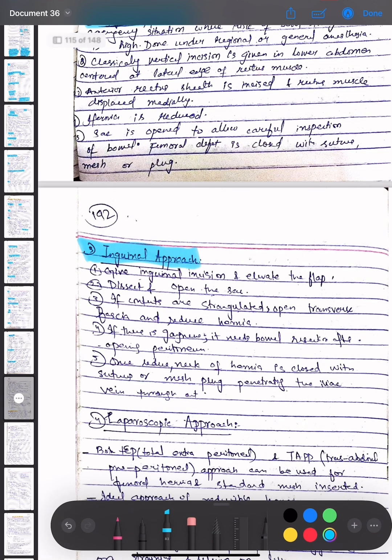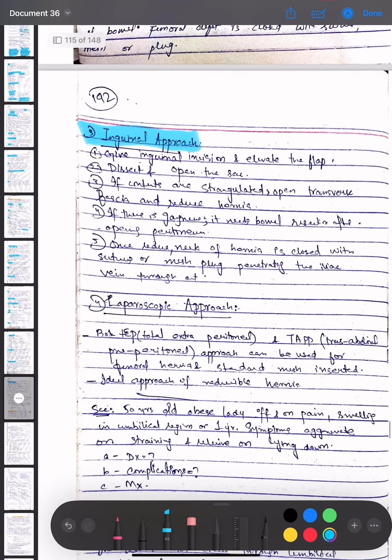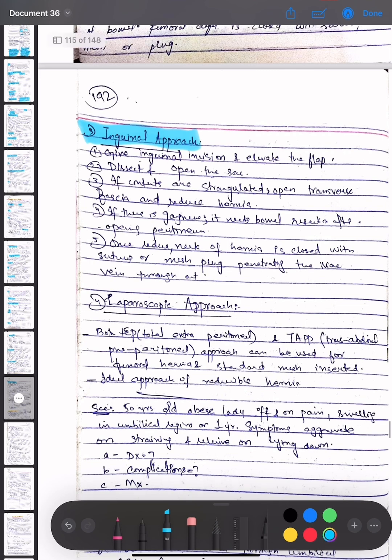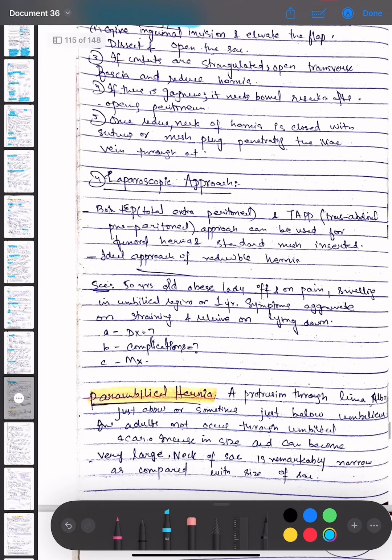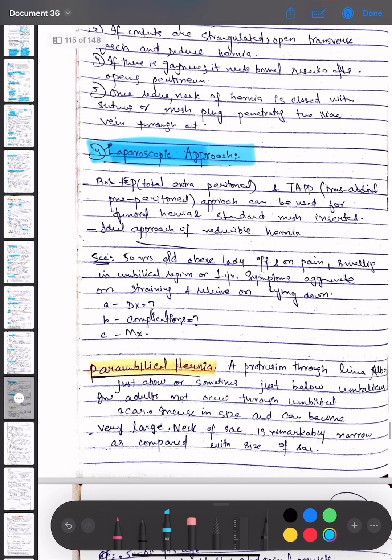Now we have the inguinal approach. Give an inguinal incision and elevate the flap. Then dissect and open the sac. If contents are strangulated, open the transversalis fascia and reduce the hernia. If there is gangrene, it needs bowel resection after opening the peritoneum. Once reduced, the neck of the hernia is closed with sutures or a mesh plug, avoiding penetrating the iliac vein. Then the laparoscopic approach. Both total extraperitoneal and transabdominal preperitoneal approaches can be used for femoral hernia, and standard mesh is inserted. It is the ideal approach for a reducible hernia.